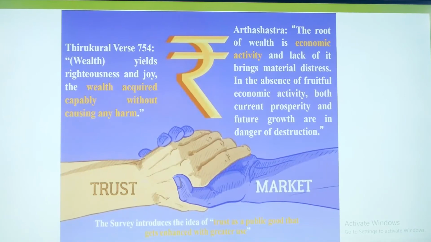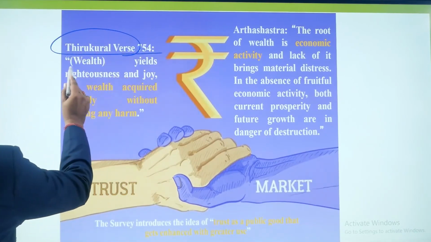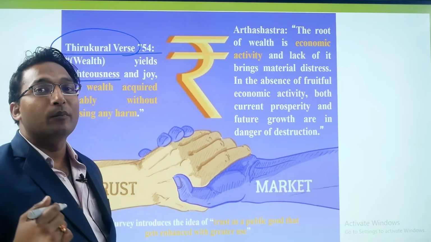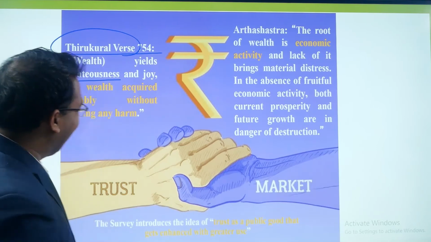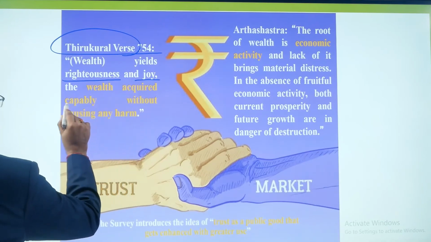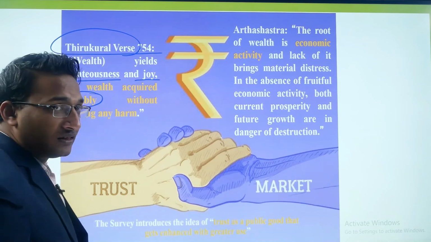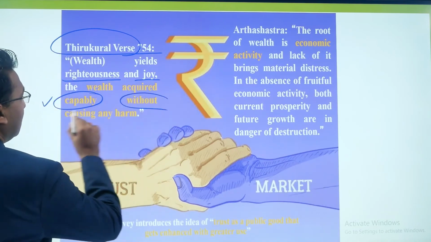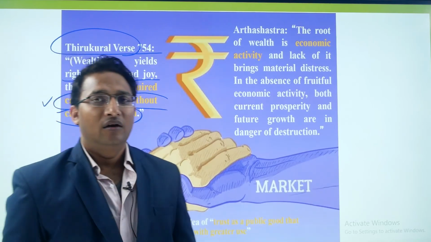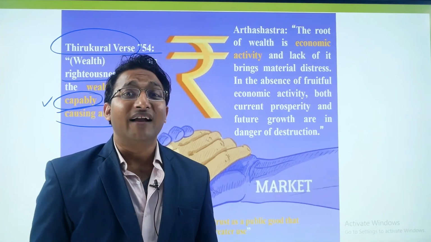Now, in this diagram you can see Thirukural verse 754: wealth yields righteousness. So you can stand for something. It provides you some solid ground to stand for your own ideas. And joy, the wealth acquired capably. This is very, very crucial. You should be capable to acquire the wealth without causing any harm. So you acquire the wealth but should not harm anyone. This should be the fundamental of our life too.